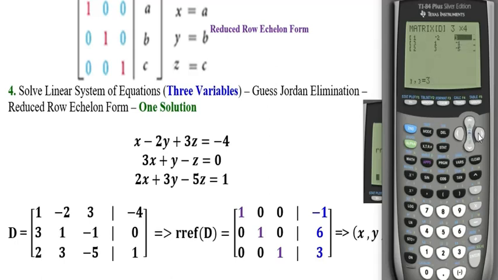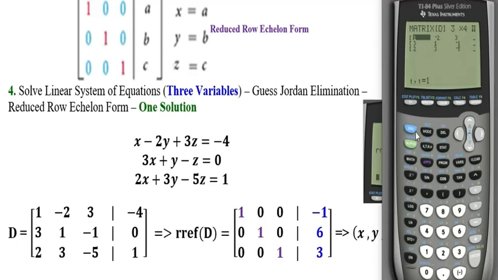Augmented with minus 4, 0, 1. Again, let's make sure our entries are correct. So we have minus 4, 0, 1, 3, minus 1, minus 5, 2, minus 2, 1, 3, 1, 3, 2.